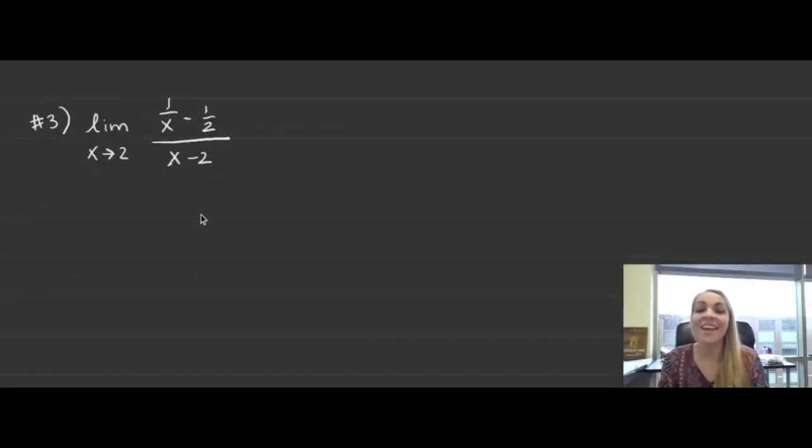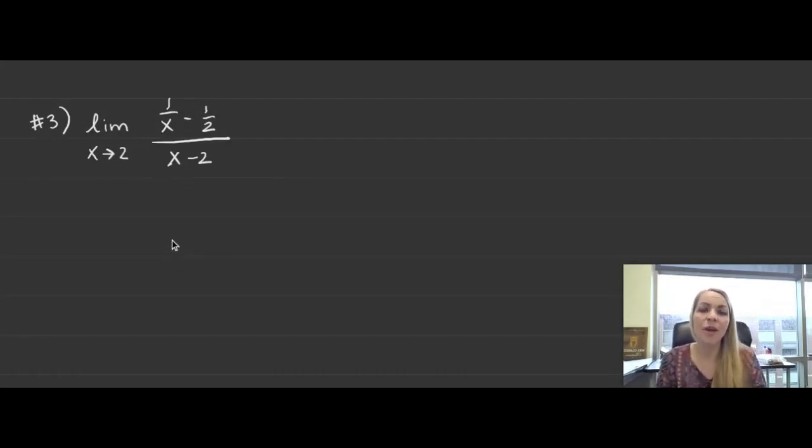Question number 3. The limit as x approaches 2 of 1 over x minus a half over x minus 2. Let's try plugging 2 in. When I plug 2 into the denominator, I get 2 minus 2, which is 0. What we have here is a complex fraction. I have a fraction over a fraction, and that makes things difficult.